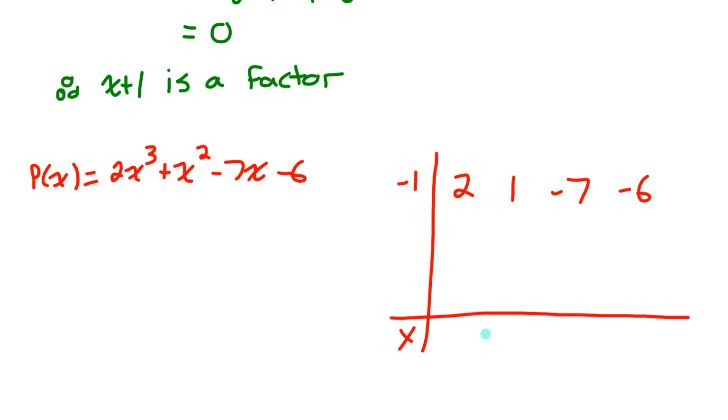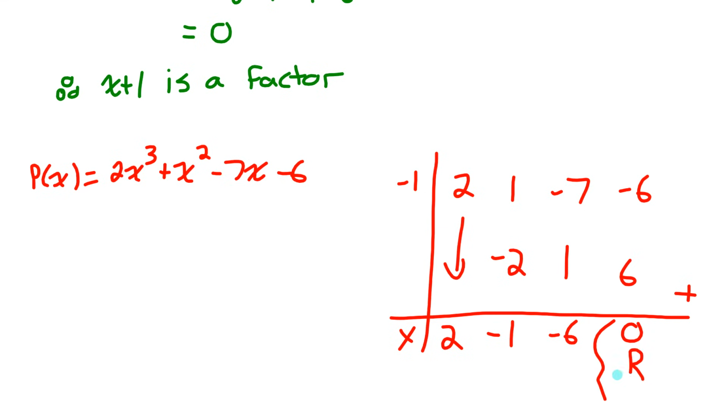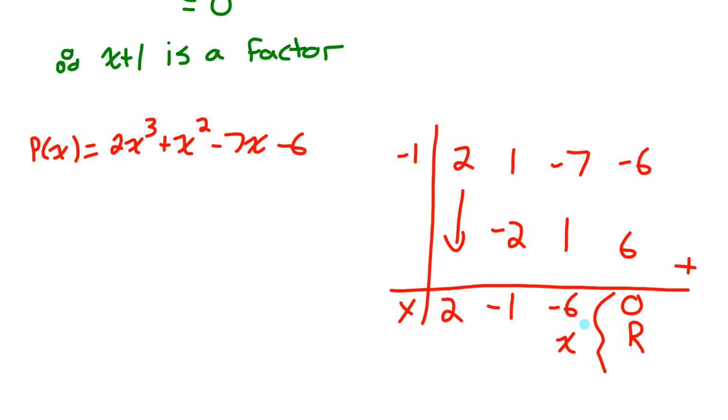And now I'll do the synthetic division. Bring the 2 down, multiply it by negative 1. 1 plus negative 2 is negative 1. Multiply that by negative 1. Negative 7 plus 1 is negative 6. Multiply that by negative 1. And then my final addition, I get 0. Good, a remainder of 0 means we did it properly. And here are the coefficients of the x to the 0, the x to the 1, and the x squared. So this original polynomial, I can rewrite it as a product of the divisor and the quotient.